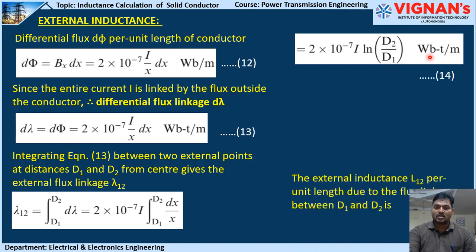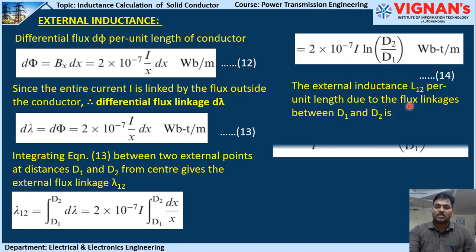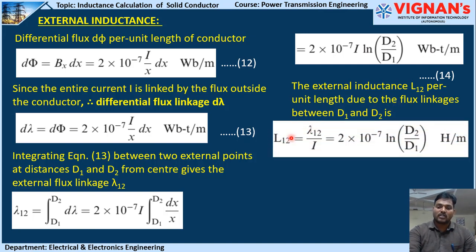The external inductance L12 per unit length due to the flux linkages between D1 and D2 is equal to the ratio of flux linkages by current. Therefore equation 14 divided by I gives 2 into 10 power minus 7 ln D2 by D1. ln stands for log to the base e. Take it as equation number 15.